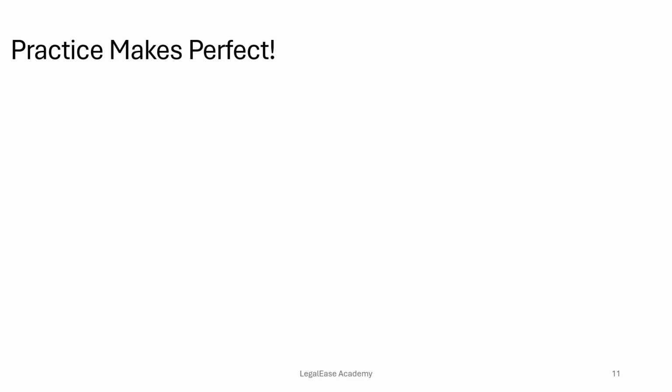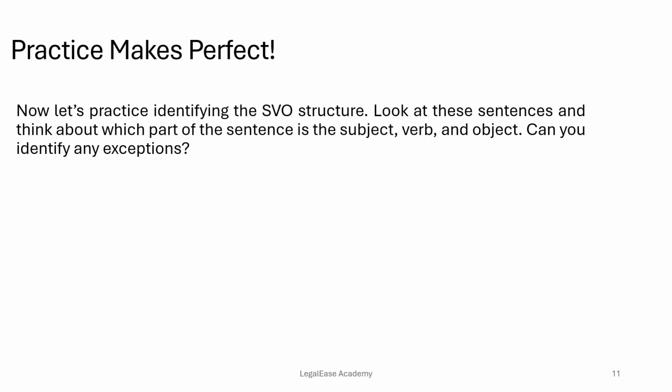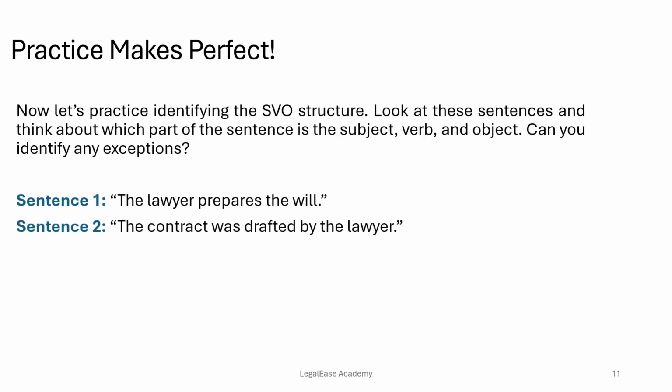Okay, so now that we have covered the subject-verb-object rule, when to use it, when not to use it, and the exceptions, it's time now to put it into practice. So here are 3 sentences that I would like you to practice with. So the first one, the lawyer prepares the will. Second one, the contract was drafted by the lawyer. The third one, payment to be made by the client.